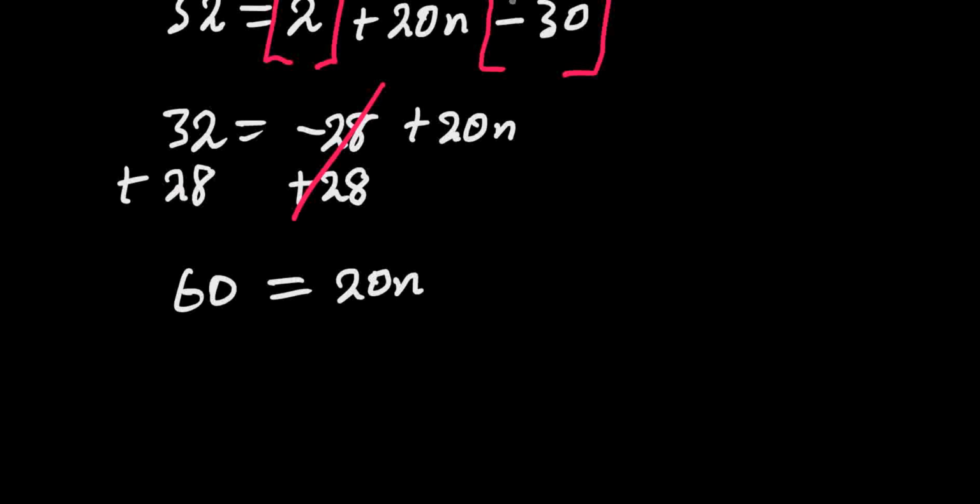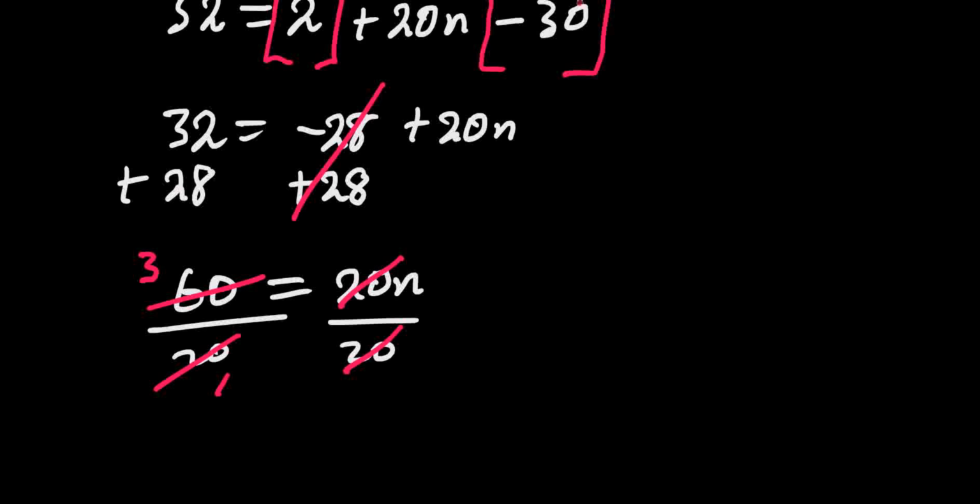So now we are going to divide both sides by the coefficient of n, which is 20. Divide both sides by 20. And 20 is going to cancel 20 from here. 20 divided by 20 is 1, and 60 divided by 20 is 3. Therefore, n is equal to 3. And this is the answer to this question. I hope you are following. All right, let's go on.